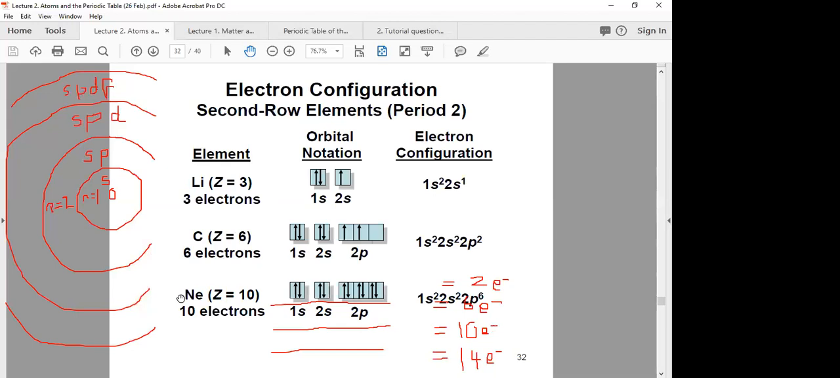Neon, Z equals 10, so it has 10 protons and 10 electrons. And here we go, 1s2, 2s2, 2p6. Done. Total of 10 electrons there.